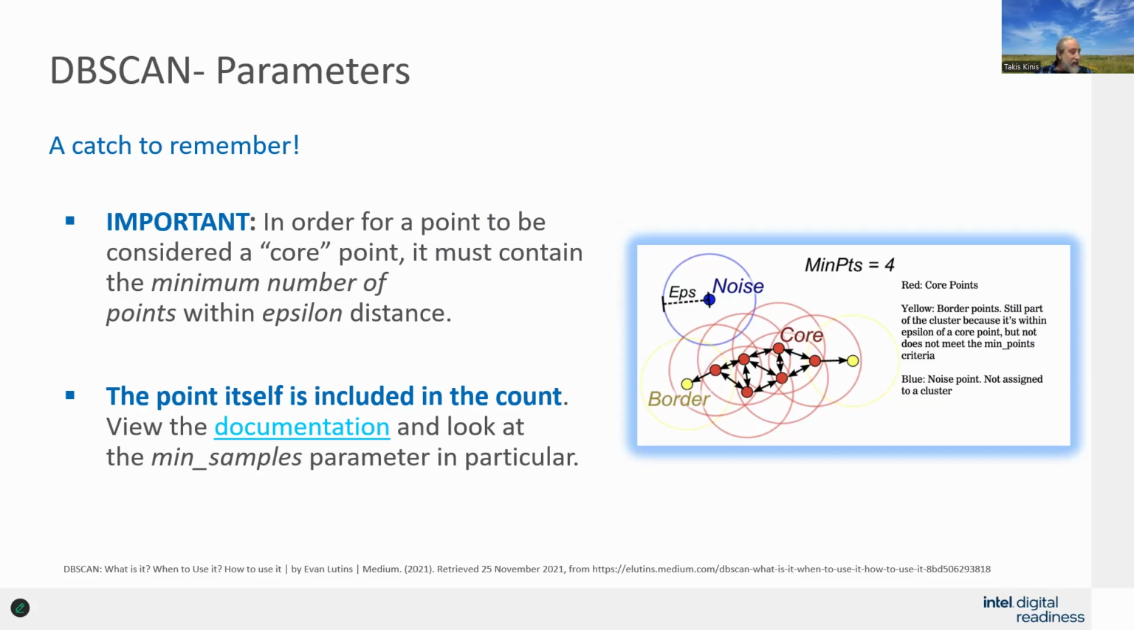All right, so this is a catch to remember. It says, in order for a point to be considered a core point, it must contain the minimum number of points within epsilon distance. And that's what that number is about. So how many points are we looking at? 4. Right? The point itself is included in the count. So whatever you set as the point that we're measuring from, that's part of the 4. So we just need 3 more, is really what that's telling us. If we're looking for 4, we just need 3 more.